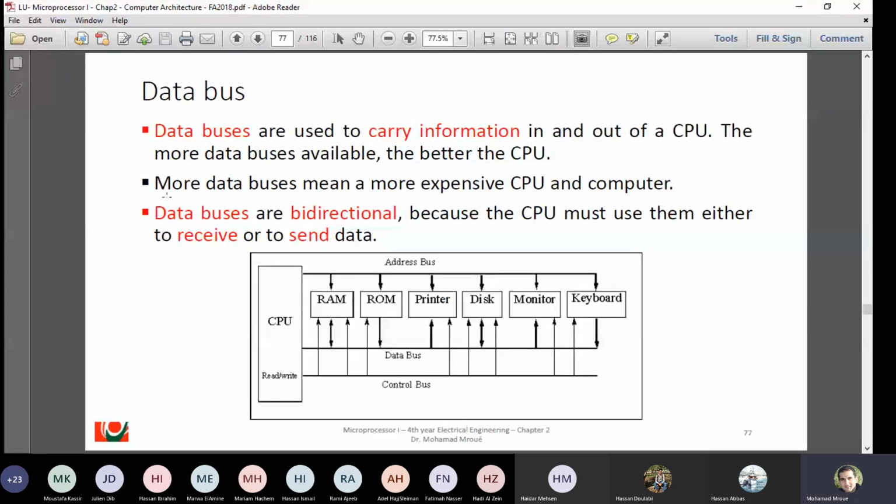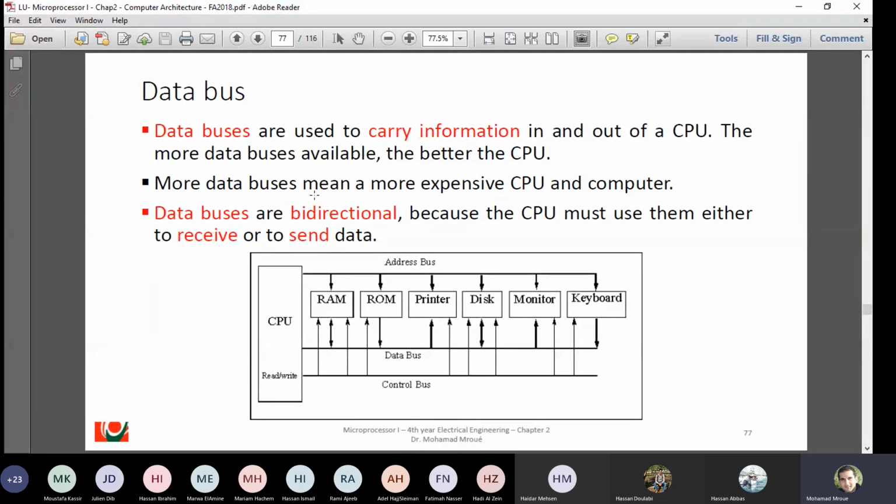Now data buses are used to carry information in and out of the CPU. Data buses are used to transfer data from the CPU to other devices or from other devices to the CPU. The more data buses available, the better the CPU. More data buses mean a more expensive CPU and computer.